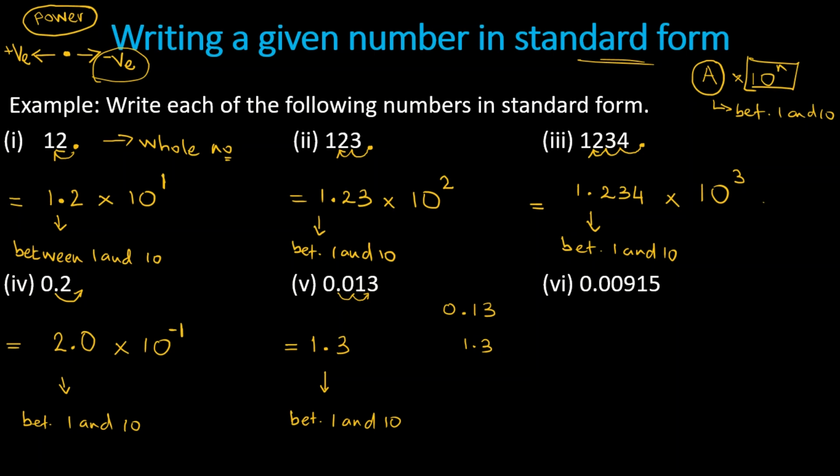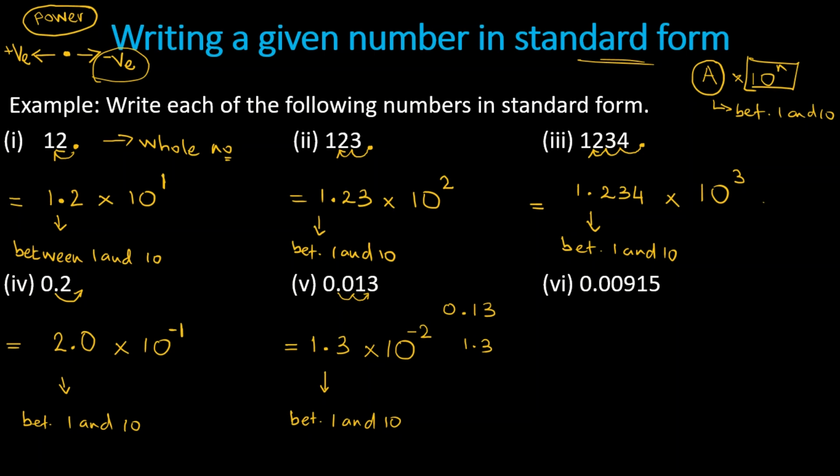If you continue to move, the number will become 13. Is 13 between 1 and 10? No. Right? So then we have to write down times 10 to the power of what? How many decimal places have we moved? 2 decimal places to the right, meaning the power has to be negative. So 0.013 in standard form is simply 1.3 times 10 to the power of negative 2.